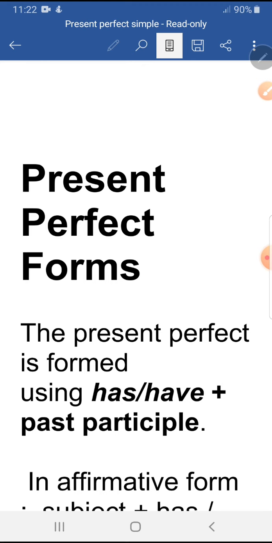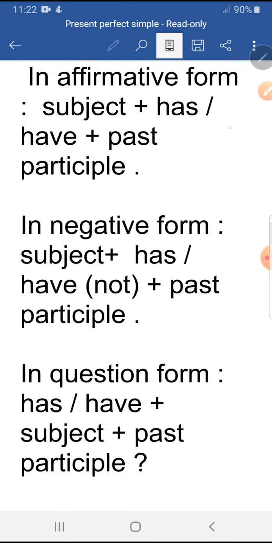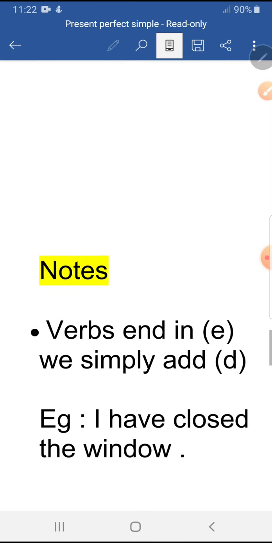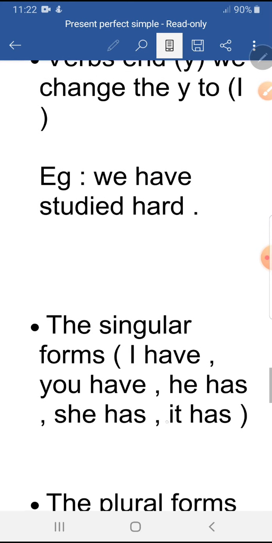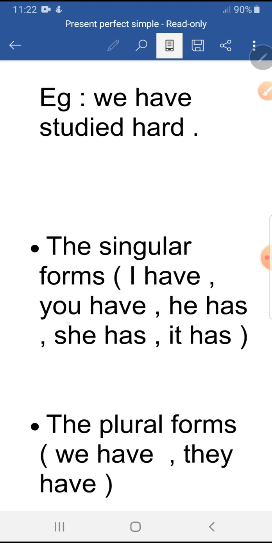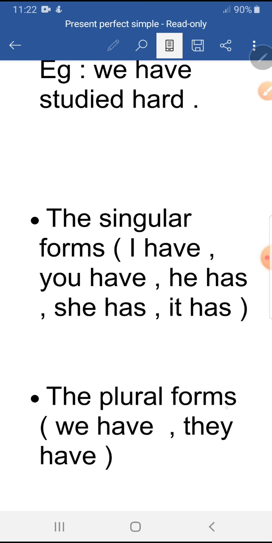And before we get started, it's good to know how to conjugate the verb to have. We have the singular form and the plural form. The singular form: I have, you have, he has, she has, it has. And the plural forms: we have and they have. And don't forget that we have regular and irregular verbs. You can get them from the end of your book. في عندي كمان أفعال منتظمة وغير منتظمة.